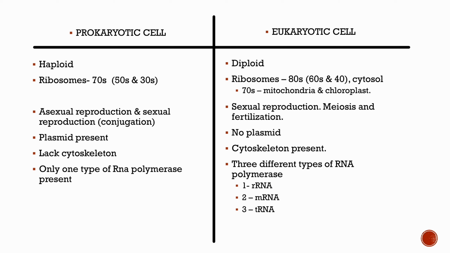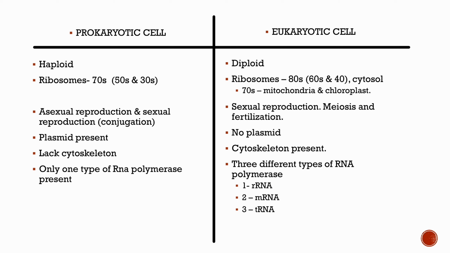Prokaryotes contain plasmids, that is, extrachromosomal DNA. But eukaryotes do not have any plasmids. Prokaryotes lack a cytoskeleton while eukaryotes have a complex cytoskeleton system which contains microfilaments, microtubules and intermediate filaments.